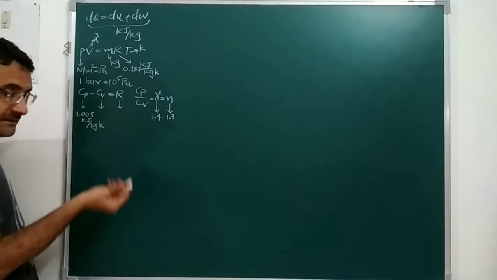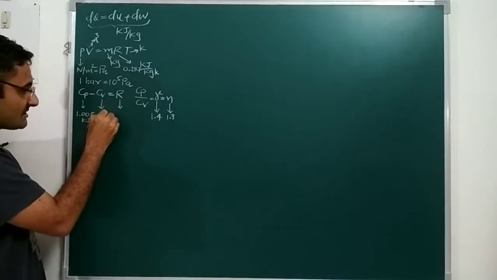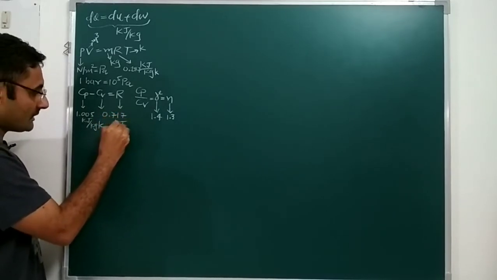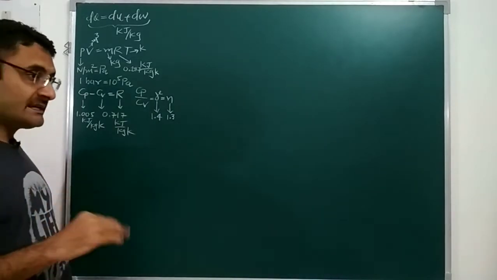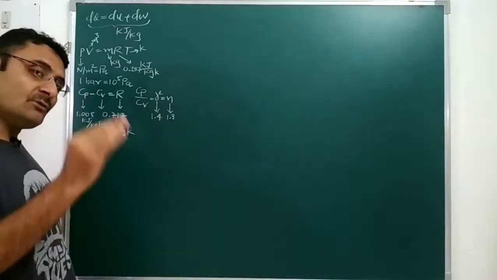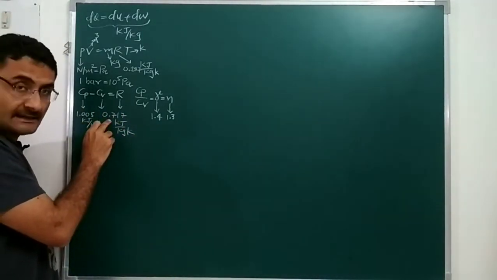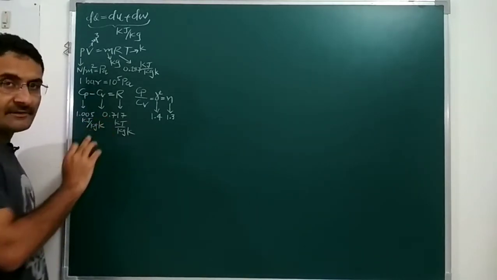And if the value of Cv is not given, remember its value, which is 0.717 kilojoule per kg Kelvin. If it is not given, then only. But supposing in the numerical it is asked to calculate the value of specific heat, at that time you should not write these two values. At that time you have to calculate. How you will calculate both of these values, that we will see.